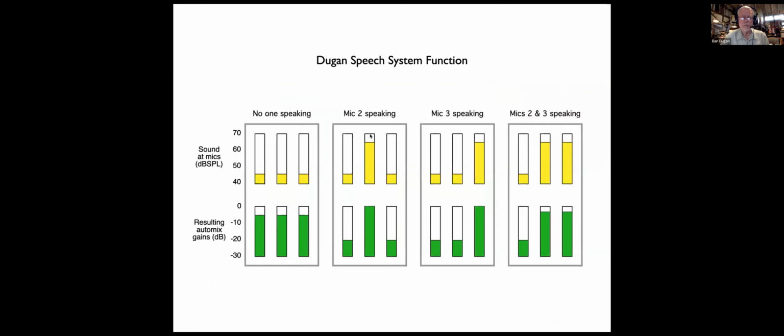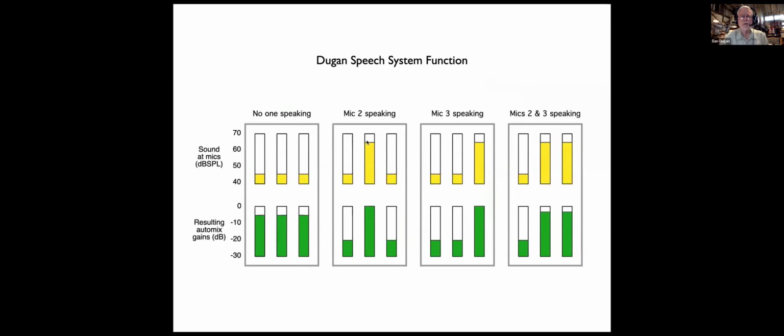Now, here's what it looks like using the same kind of little chart. The yellow is the levels. The greens are the resulting gains. So if nobody's talking, say you have 3 mics, there's a low level coming into each of the microphones from ambience, and the resulting automatic microphone mix would be medium gains of the 3 microphones, which add up to the gain of 1 microphone. So it sounds like 1 mic is on.